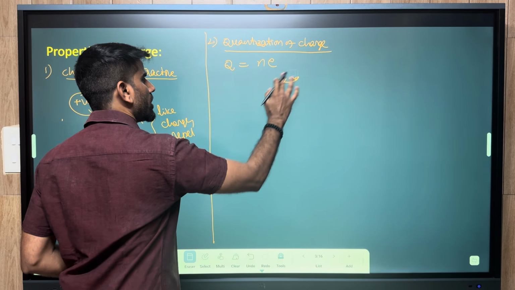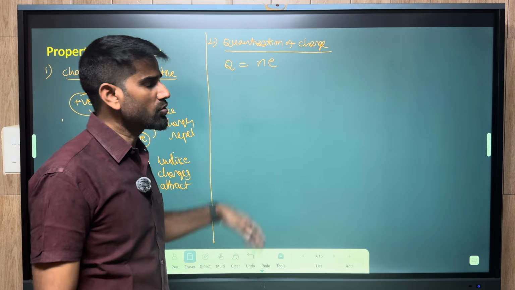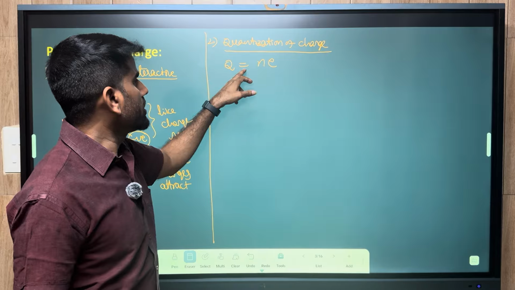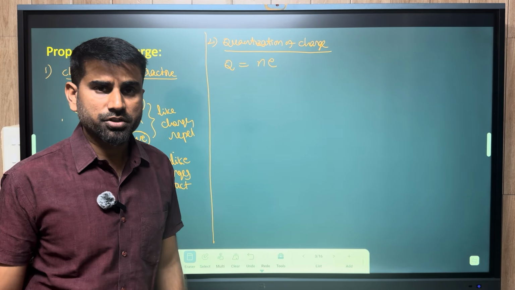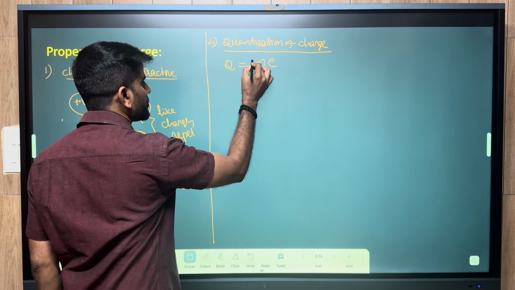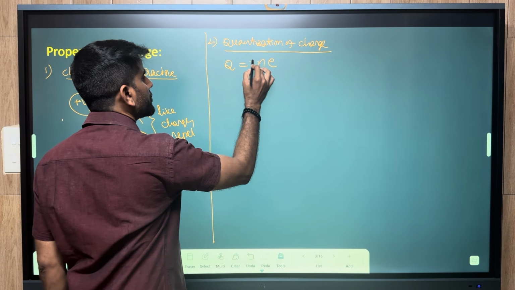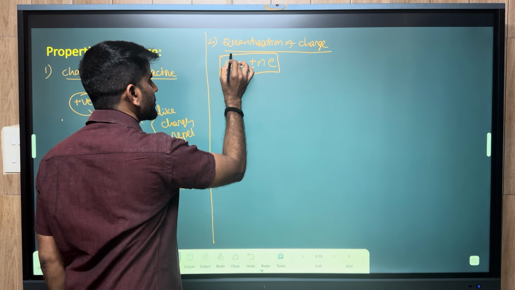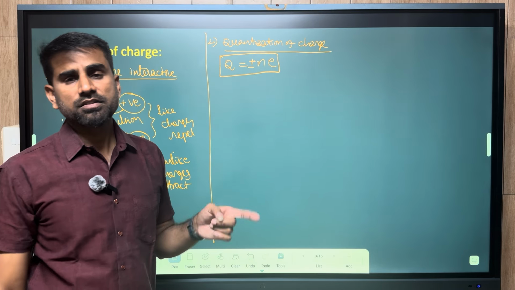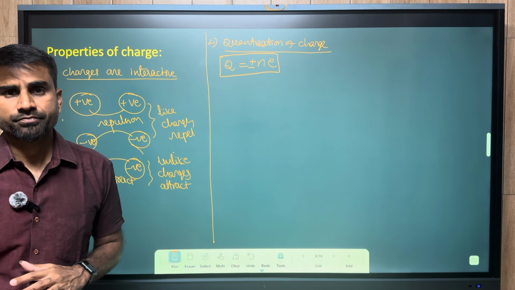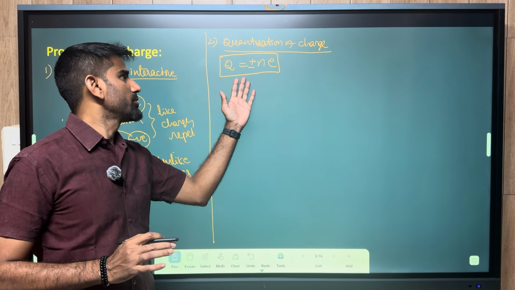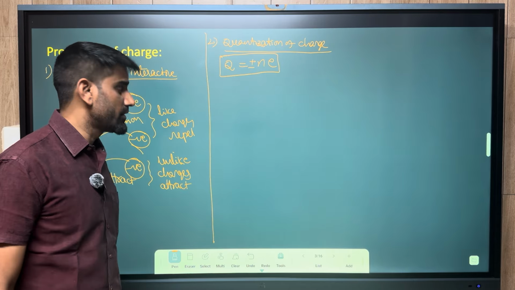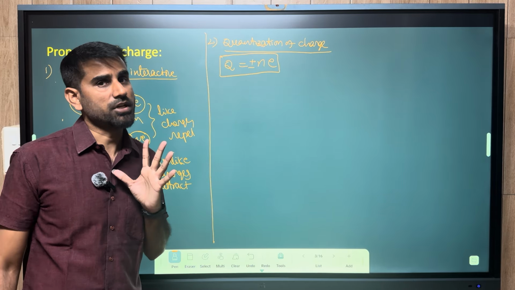That is the reason quantization of charge explains that the total charge given to or taken from any body is equal to an integer multiple of the smallest unit of charge. This charge can either be positive or negative. So that's the reason the total charge of a body can be represented as plus or minus an integer multiple of the smallest unit of charge. I hope you understand the logic behind this quantization of charge. It is a very important property of charge.